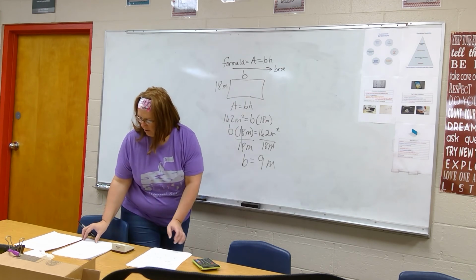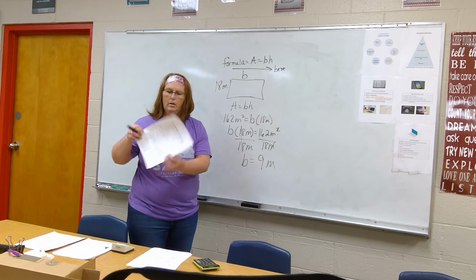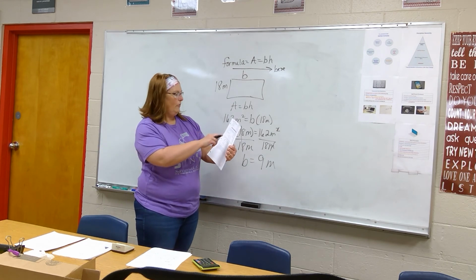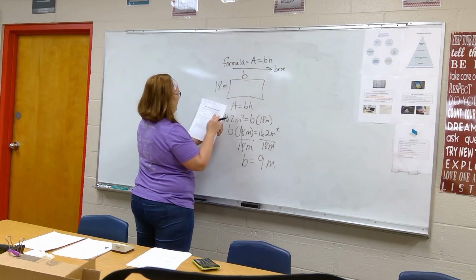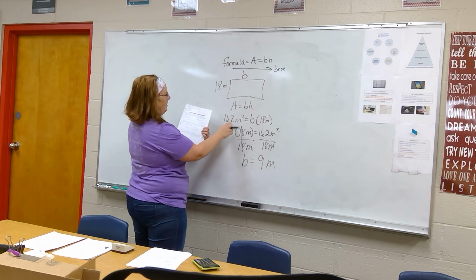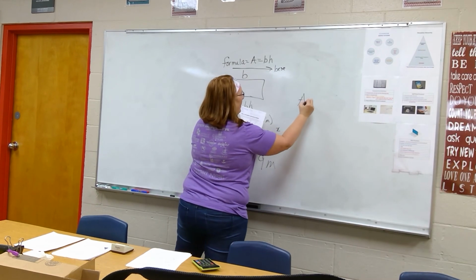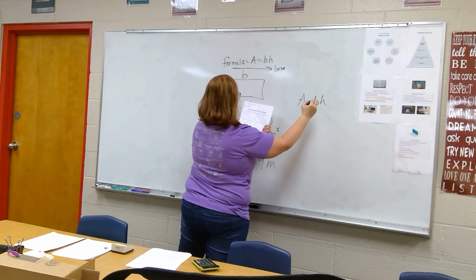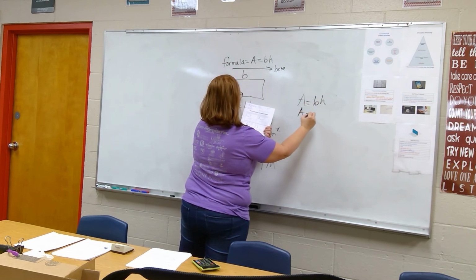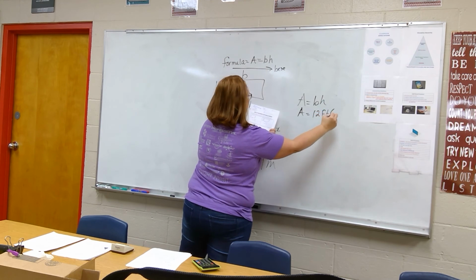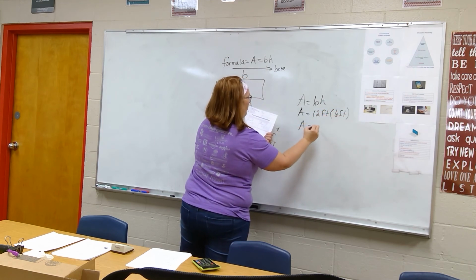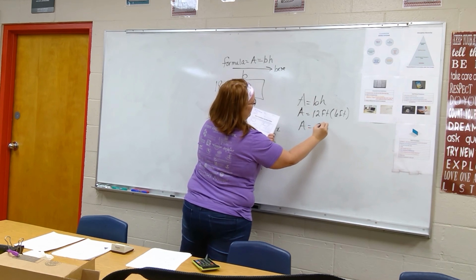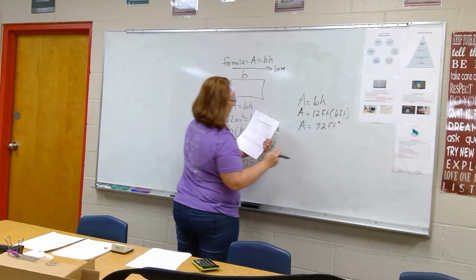Okay, so you are going to work on your assignment. Come back if you need help. Formula every time, right now, in all of those problems, you can write A equals B times H. Plug them in, just like what we did here. They've given you the base, 12 feet, times height is 6 feet. Area equals 6 times 12 is 72 feet squared.